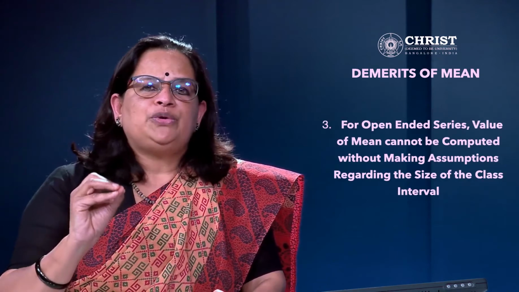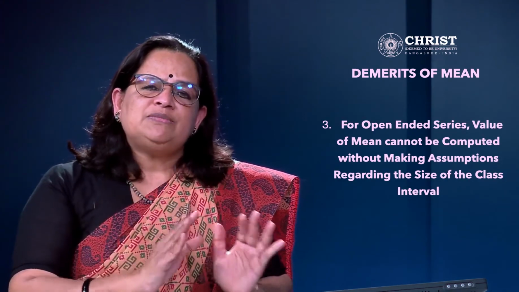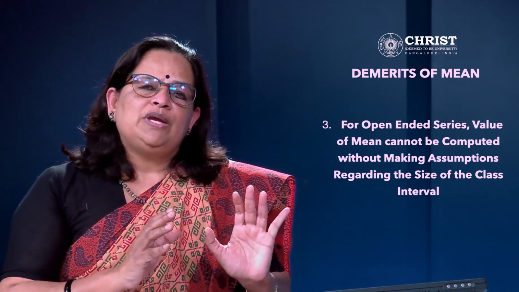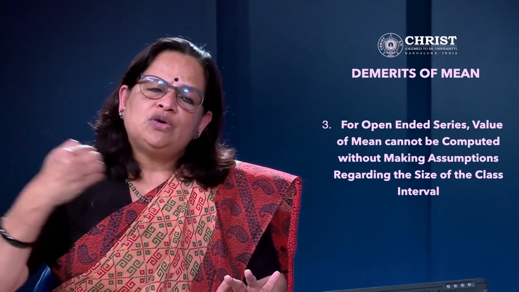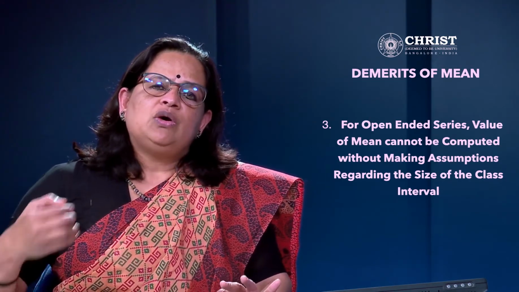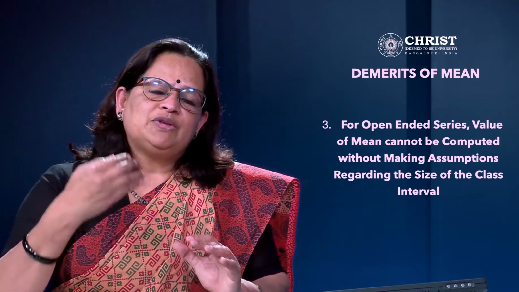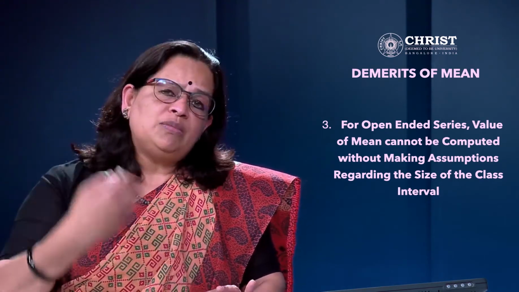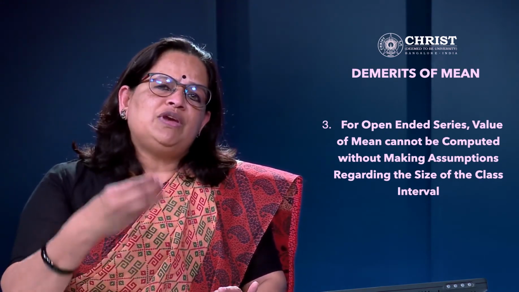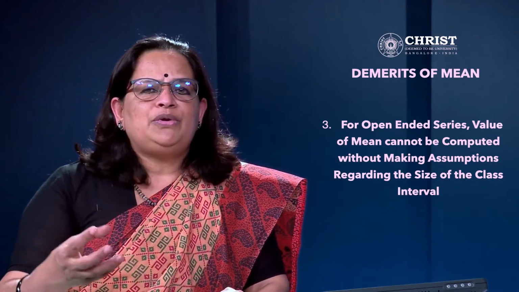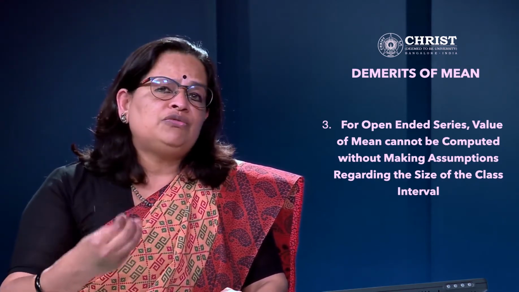The third limitation is in the case of open-ended series. The value of mean cannot be computed without making assumptions regarding the missing value, maybe the lower limit of the first class or the upper limit of the last class, whichever class is not defined. We will assume that it is uniformly distributed. Based on whatever assumption we make, we do the computation. So that is a limitation of mean.